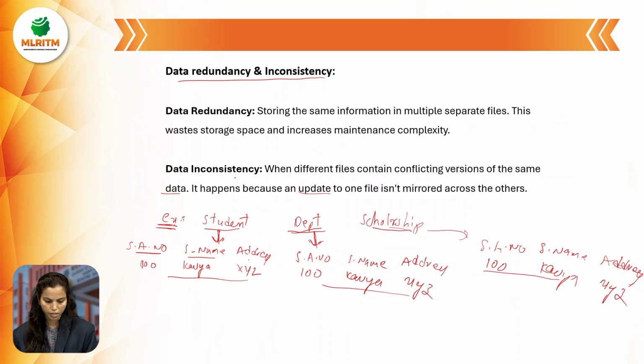Whereas data inconsistency means when different files contain conflicting versions of the same data. Suppose in the scholarship department, the student changes their address, and instead of XYZ the address becomes ABC.